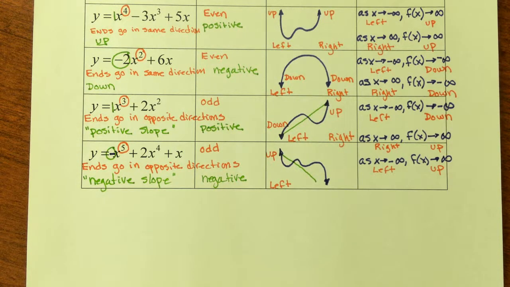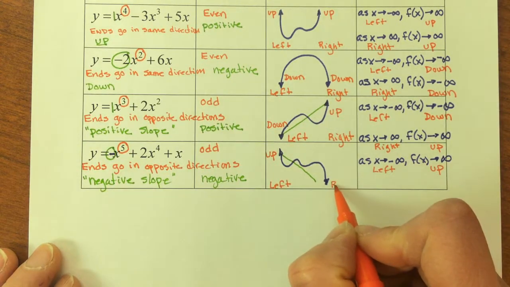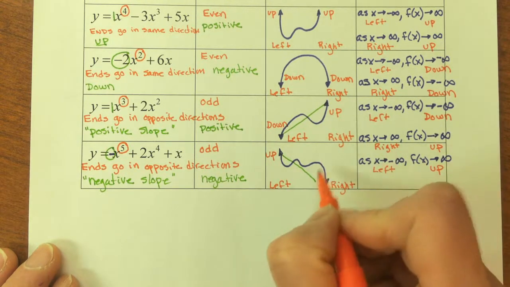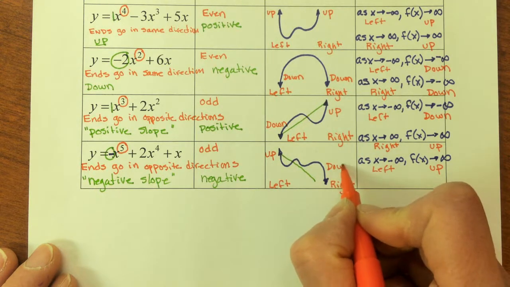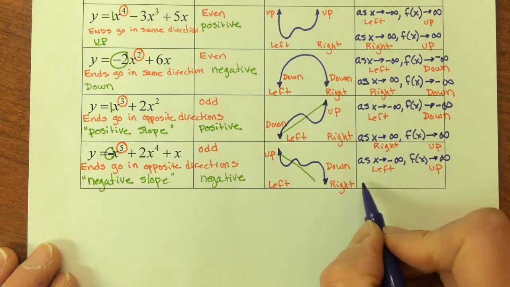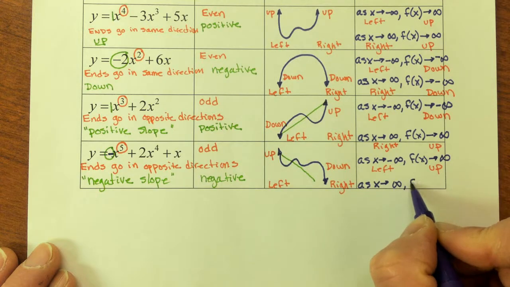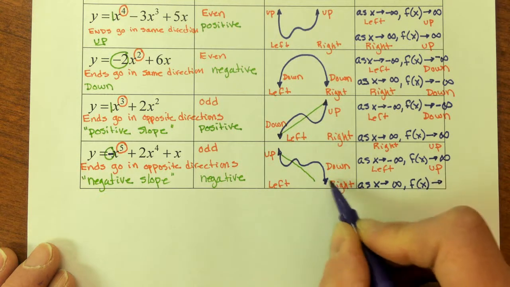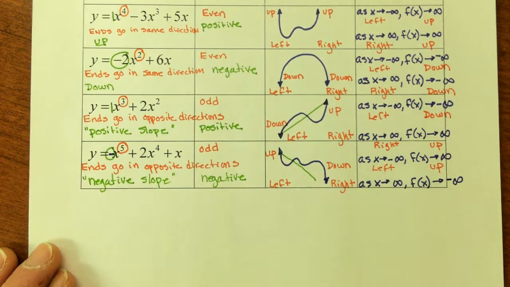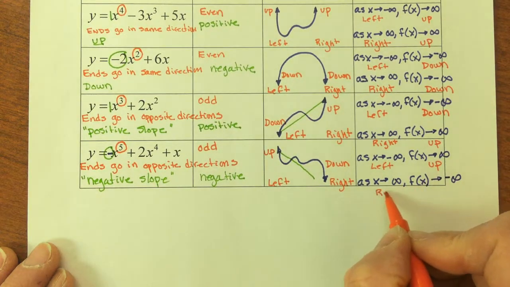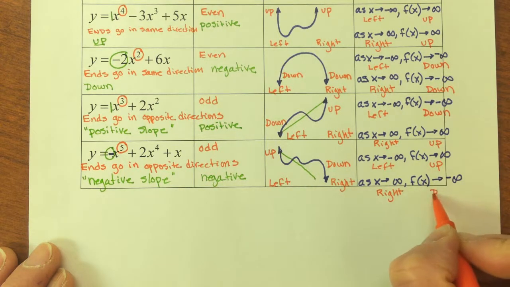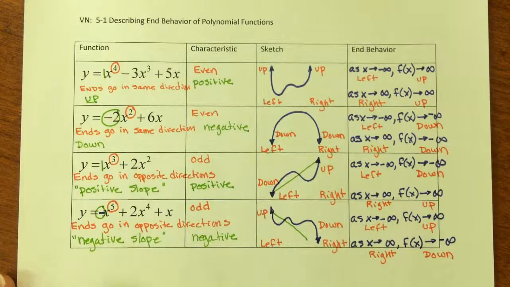Now we need to look at the other side, the right. So this is the right side, and my function is going down. So as x goes to positive infinity, f of x, or my function, is going down, which is negative infinity. So again, this is right, and this is down. So that's how you decide end behavior, simply looking at what the characteristics of your function is.